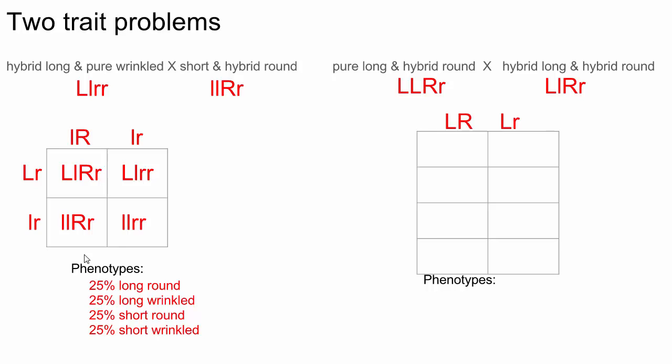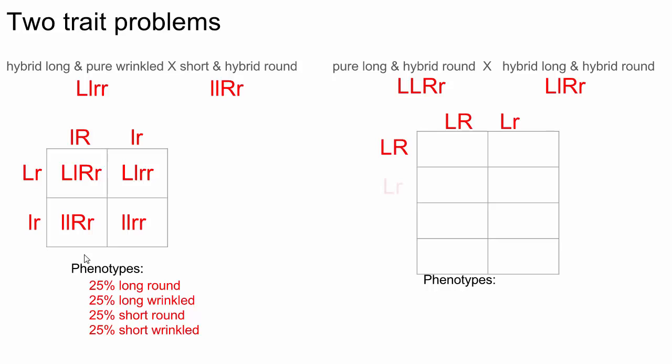Cormac, what gametes are possible from this? This is a hybrid in both traits. So hybrid long and hybrid round. Big L, big R, big L, little r, or little L, big R, little L, little r. Yeah, so this one gets all the possible combinations.